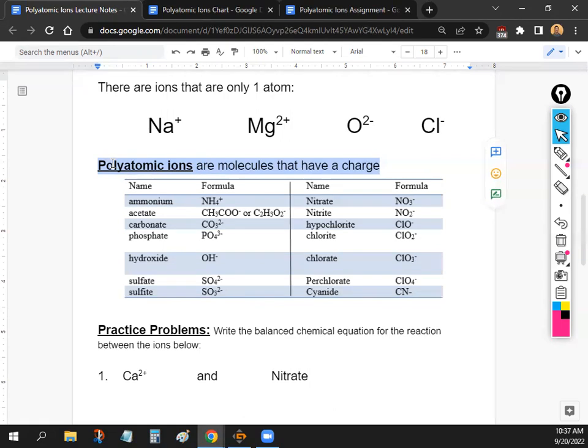That word right there, polyatomic. All right, so if you guys take one, I'll pass it down.